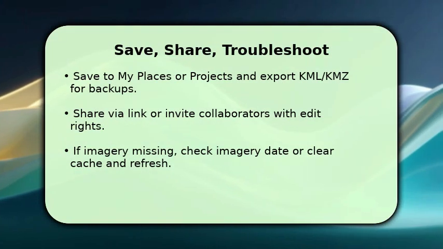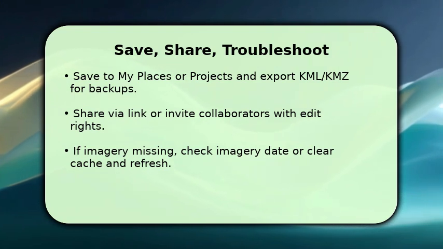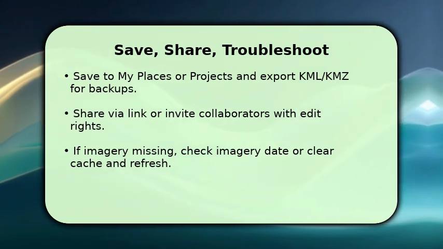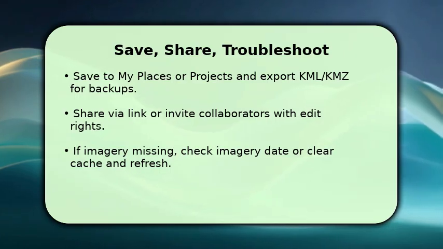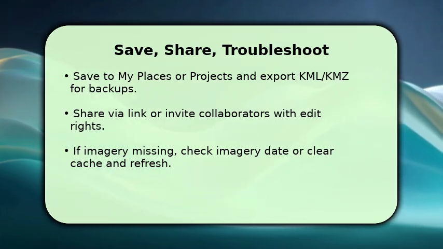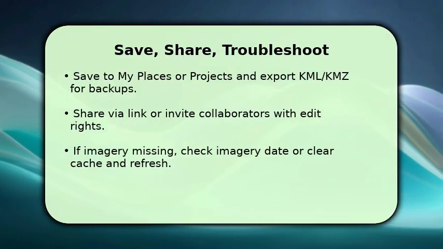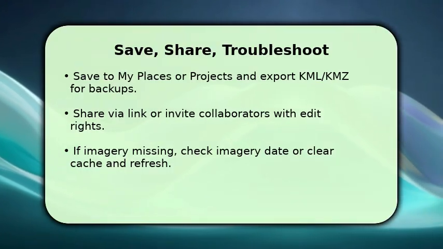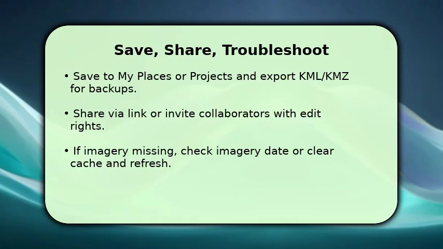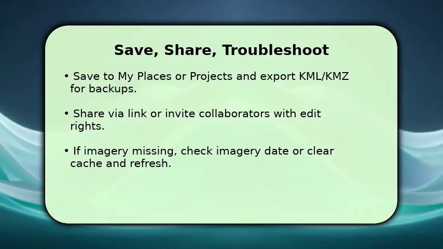Finish by saving the pin to My Places or a project. Export as KML or KMZ to backup or use elsewhere. To collaborate, generate a share link or invite people with view or edit permissions so everyone sees the exact same view. If the location looks wrong, make sure you've selected the latest imagery and check coordinate format. Once done, clear the app cache or refresh the browser and relaunch Google Earth. That usually fixes missing tiles or location mismatches.